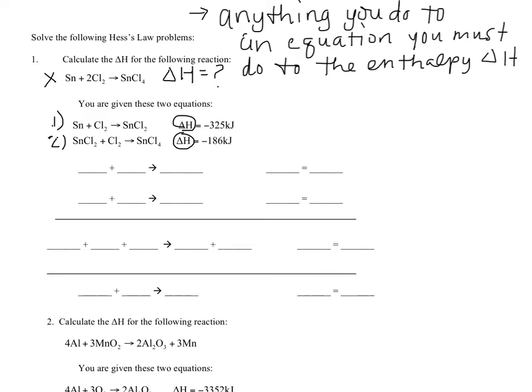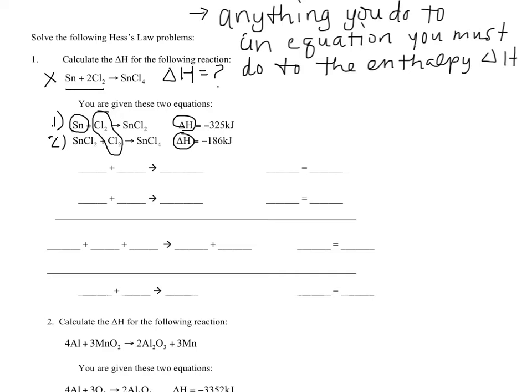So when I take a look at this first problem, I see that on the left side of my desired equation, I have Sn and 2 Cl2s, 2 chlorines. And when I look at my given equations that I'm going to add together, I see that I have Sn over on the left-hand side, and I also have, between the 2 of them, 2 Cl2s over on the left-hand side. Okay, so I have the amount of Sn and Cl2 that I need. And they're also on the correct side of the equation, in this case the left side of the equation.